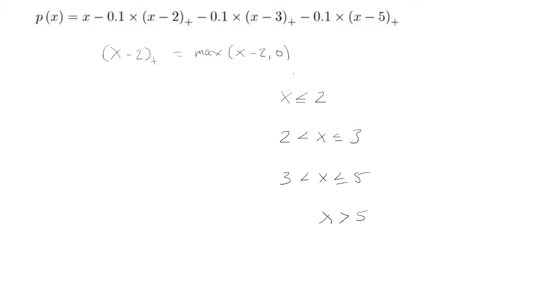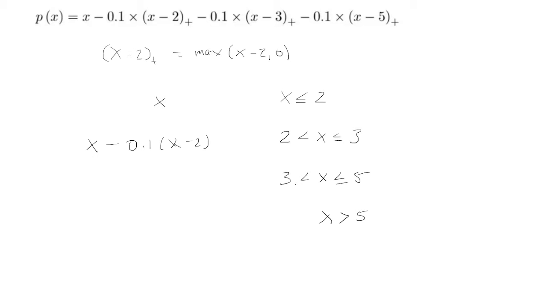So if x is less than or equal to 2, let's say 0, we know that this is going to be negative, negative, negative. They're all going to be negative, but we take the maximum of that negative number and 0. In other words, these are all going to be 0. And so what you're left with is just x. Now when x is between 2 and 3, these two are going to be negative, because let's say you pick 2.5. 2.5 minus 3 is negative, 2.5 minus 5 is negative, but this is going to be positive. So you'll end up having x minus 0.1 times x minus 2.